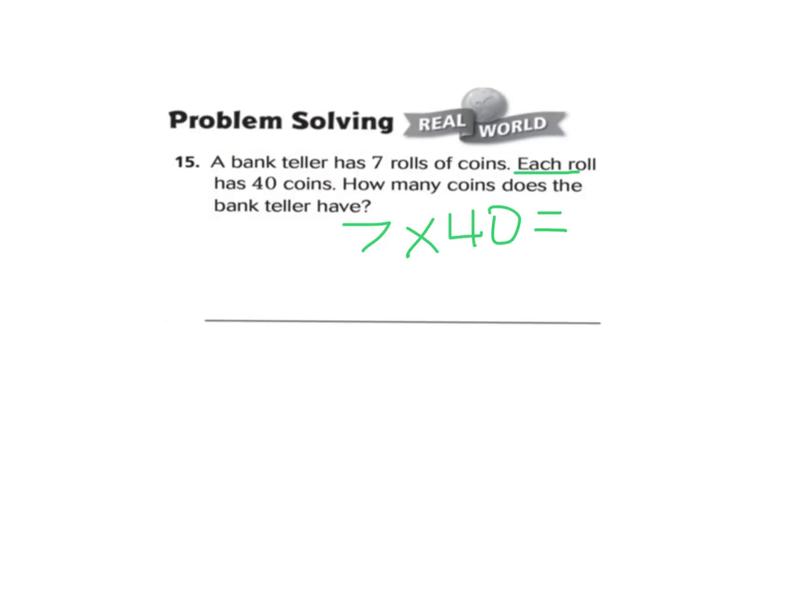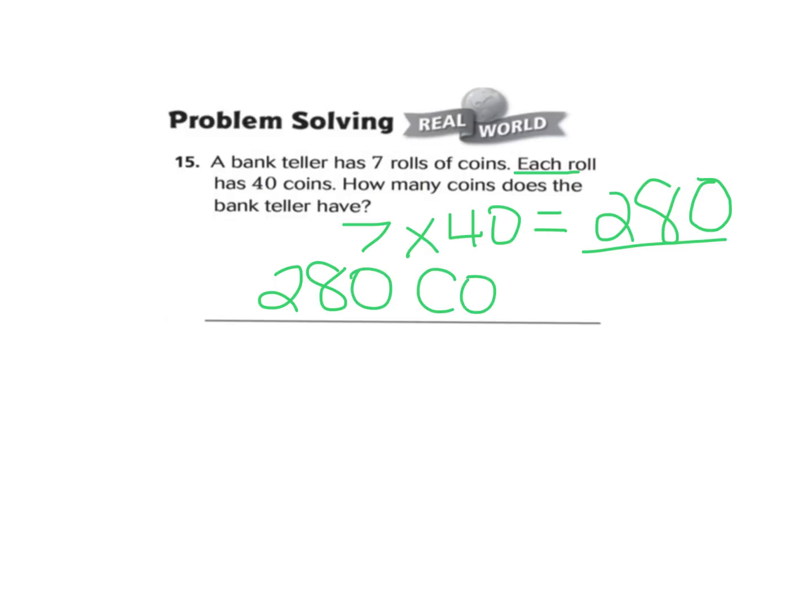And I'm going to use basic facts. I know that 7 times 4 is a basic fact that equals 28. And because my ones place is being held with a 0, I know to add a 0 to my ones place. So it's asking how many coins does the bank teller have? Well, we know that because we multiplied 7 times 40, she now has 280 coins, because that's what the story problem is asking. How many coins does she have?